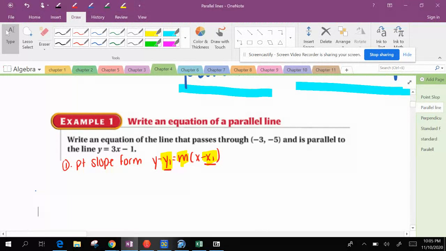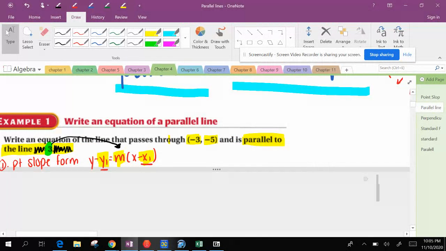Well, the question says write an equation of the line that passes through, here's our x and our y point, but it says it is parallel to this equation. Well, if it's parallel, it shares the same slope. So even though they give me this whole equation, y equals 3x minus 1, I really don't care about any part of it but the slope, as if none of this exists. I just care about that slope because that 3 has to be in my new equation because these two equations are parallel.